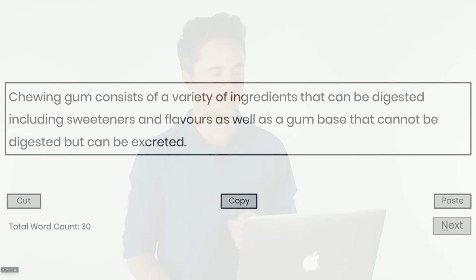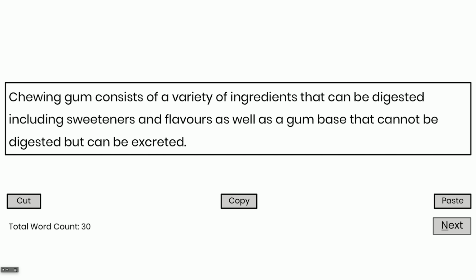But then I looked at it and I thought, I can make this better. So then I did this. I rearranged it a bit. I've lost a couple of words. I'm still above 30 words. I wrote, chewing gum consists of a variety of ingredients that can be digested, including sweeteners and flavors, as well as a gum base that cannot be digested but can be excreted. Cool, there you go. That's how you do it.